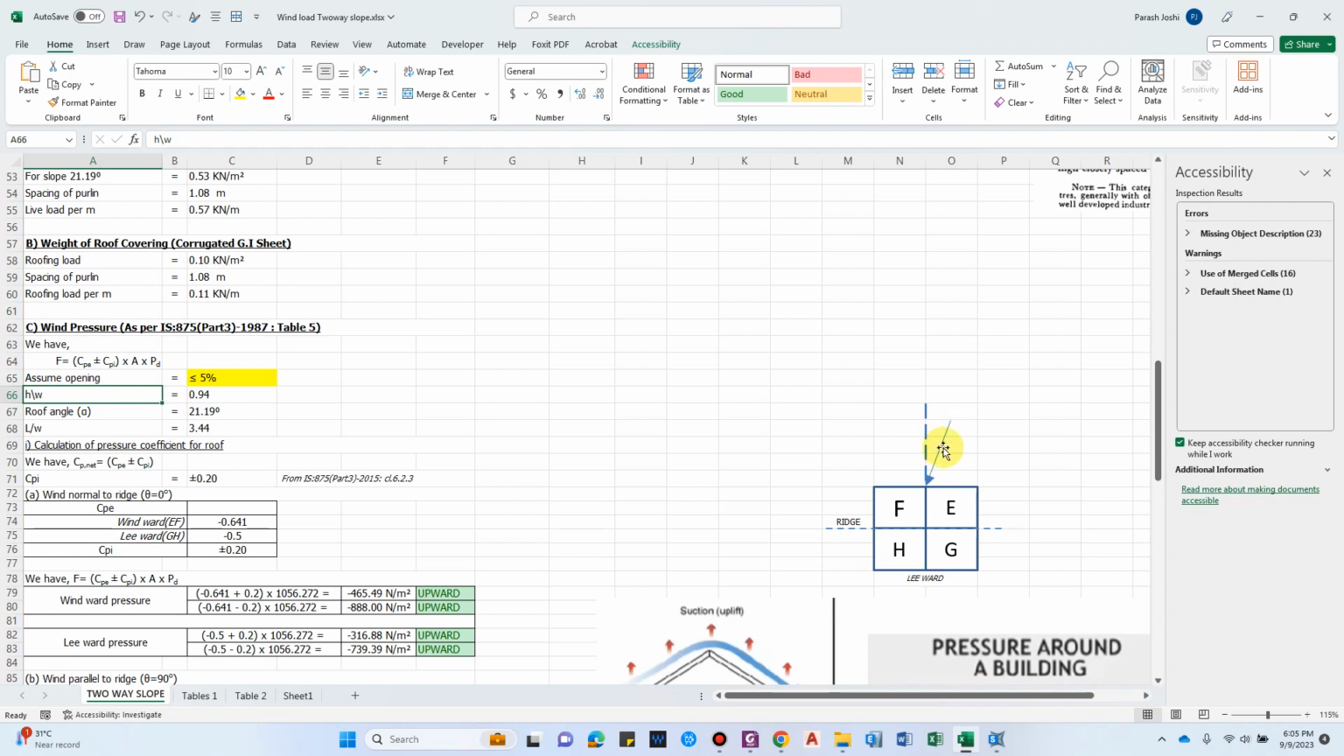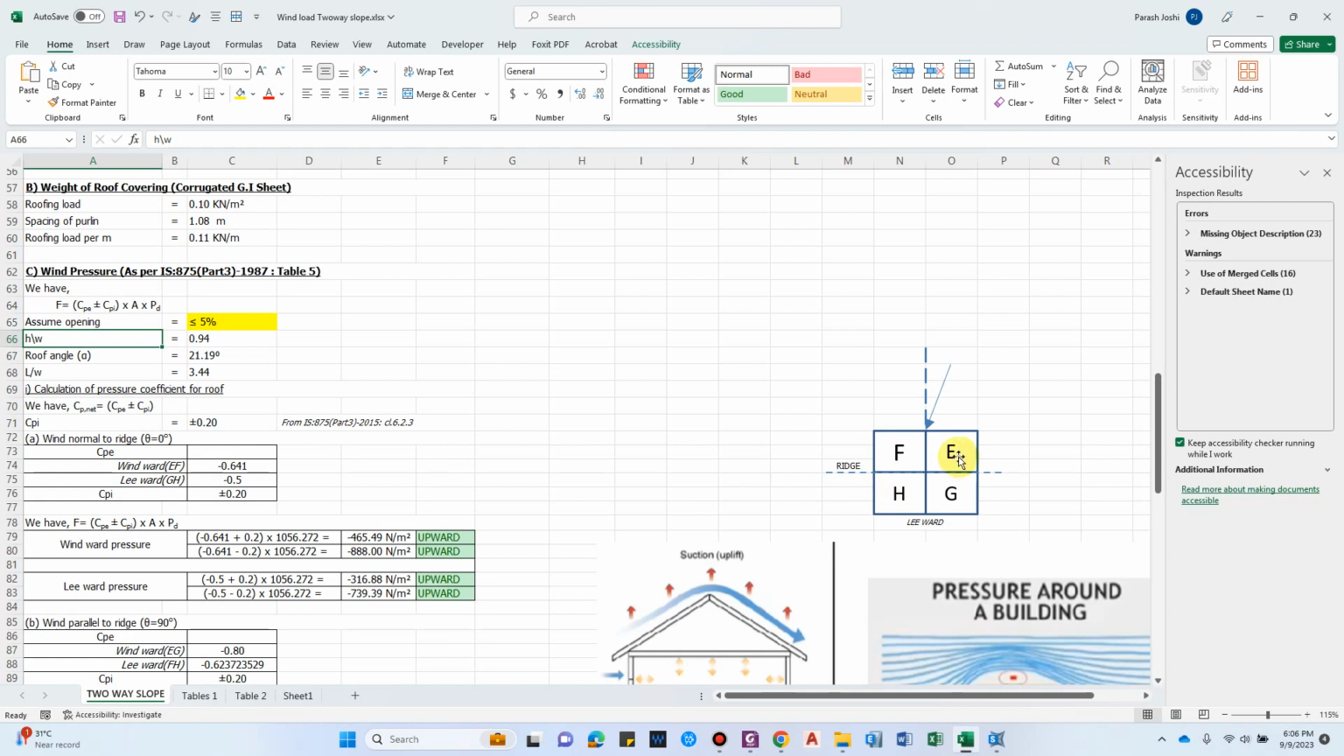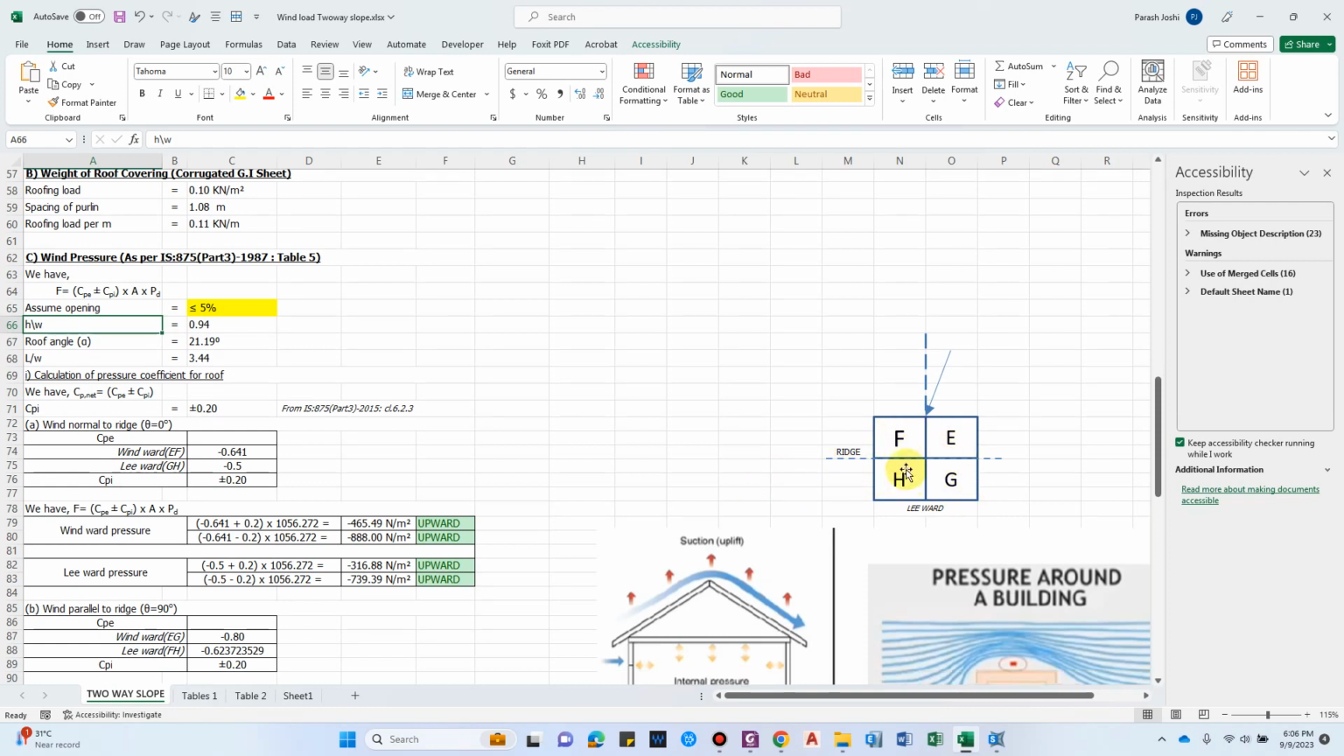If theta is equal to 0, that is perpendicular to the ridge, and the other case will be theta equal to 90 degrees, that means the wind from this direction will be parallel to the ridge. And we have faces EF and GH. If the wind is coming from this direction, the windward side will be EF and the leeward side will be this one. In case the wind is coming at theta equal to 90 degrees, EG will be the windward and FH will be the leeward.